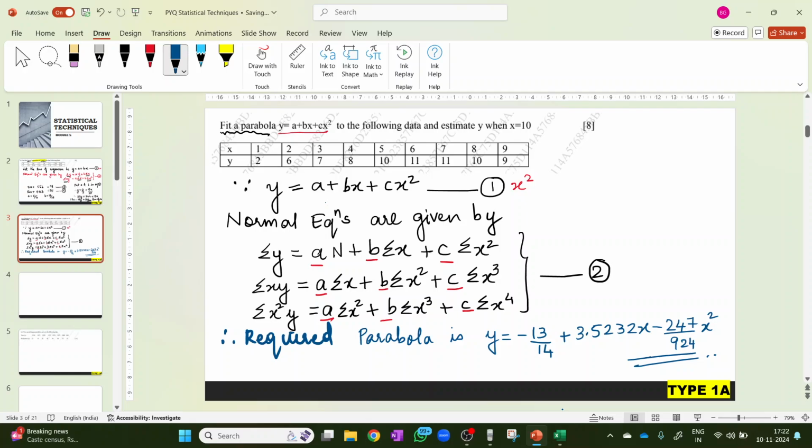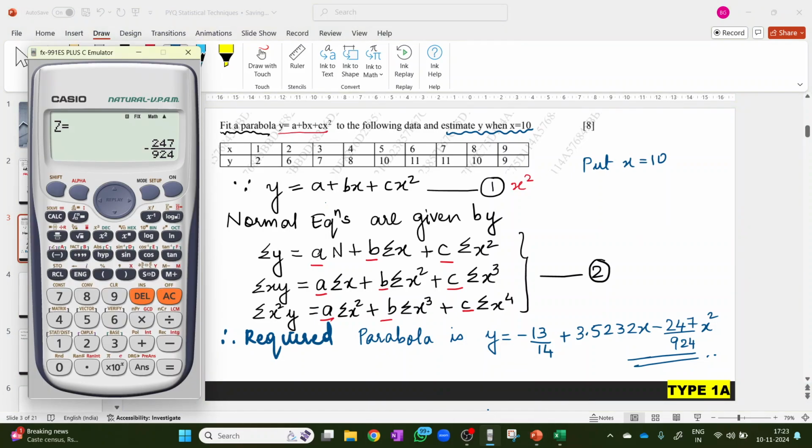So this is your required parabola. Also, the question doesn't end there. They ask you to estimate y when x is equal to 10. So in this equation, you put x is equal to 10 here. So what do I get here? I'll have to go to the computational mode. So I'll have negative 13 over 14, plus 3. Okay, if I multiply by 10, I'm putting x as 10 there. So it becomes 35.232.